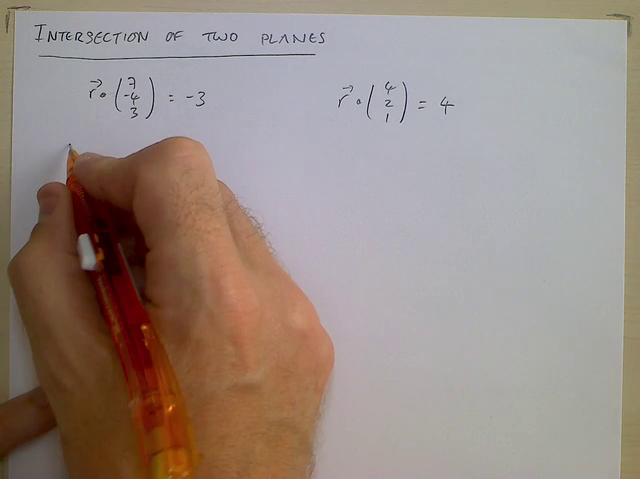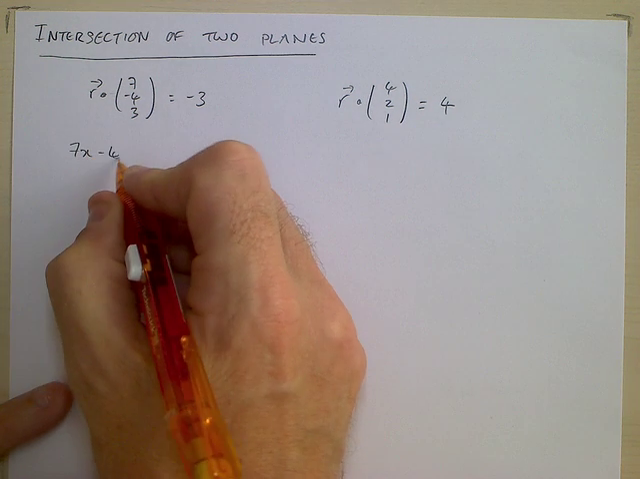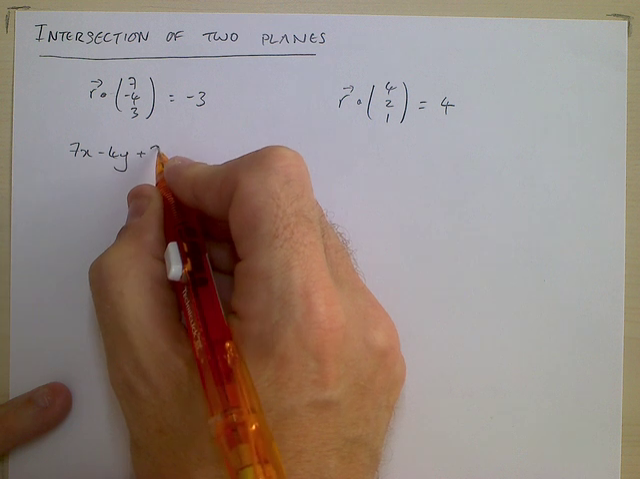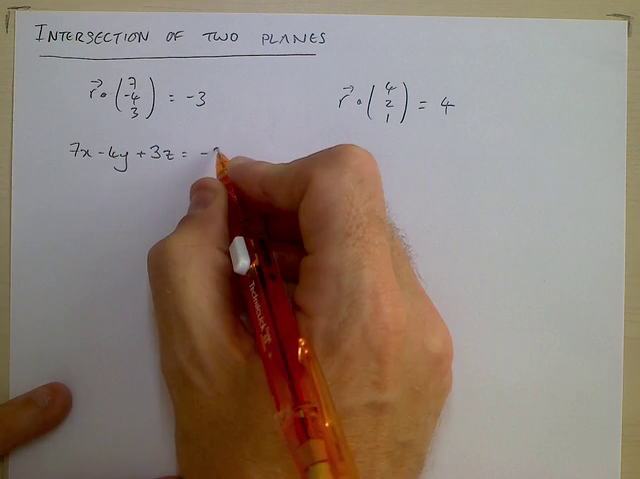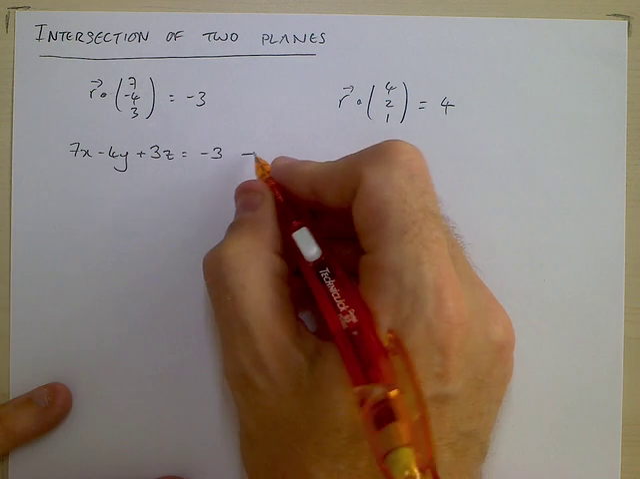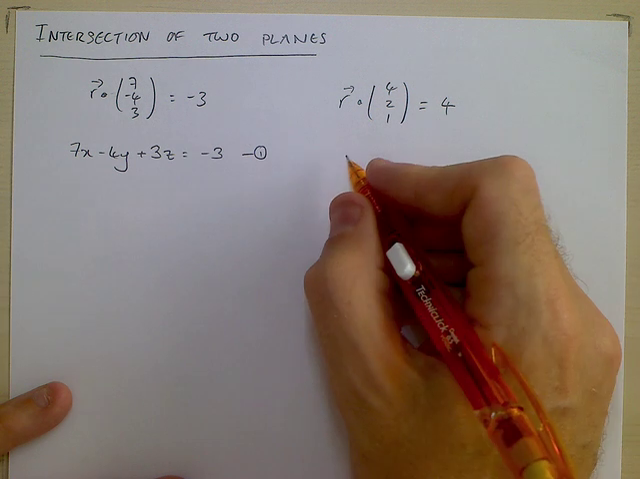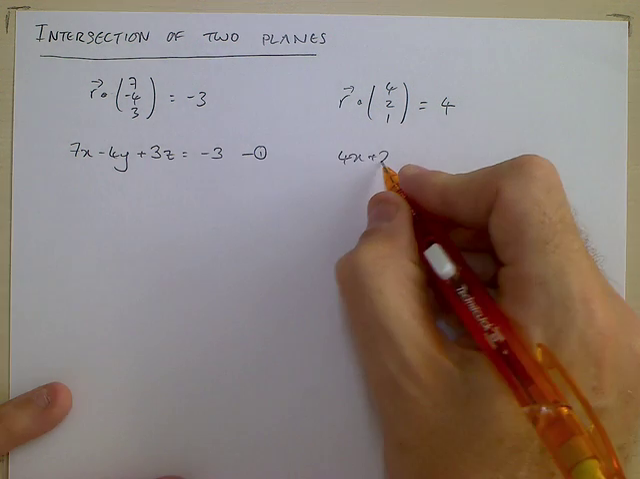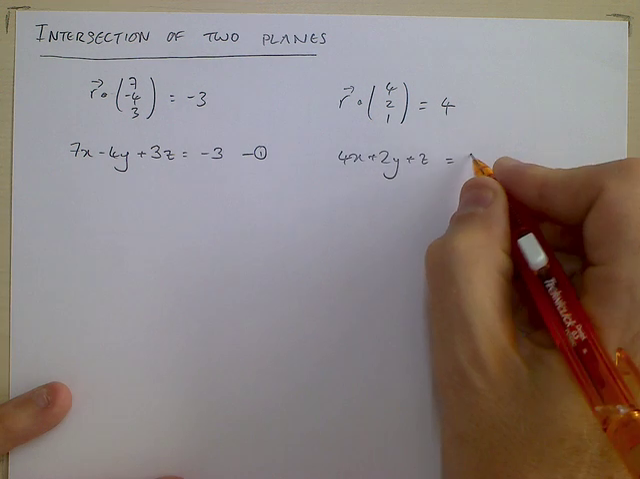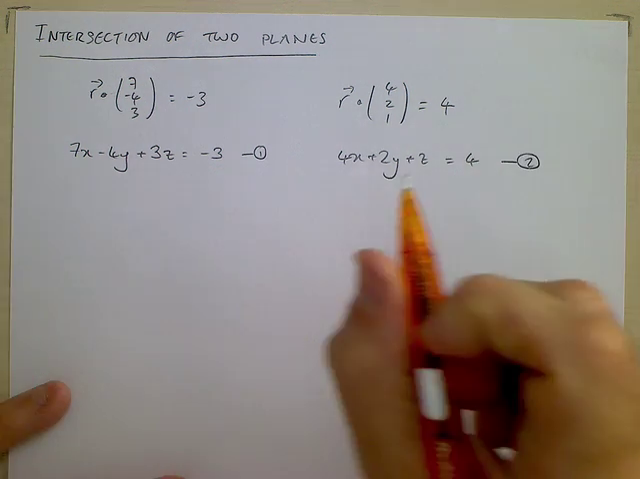So first thing, I'm just going to write this as 7x minus 4y plus 3z is minus 3, and call that equation 1. And this one as 4x plus 2y plus z is 4, call that equation 2.